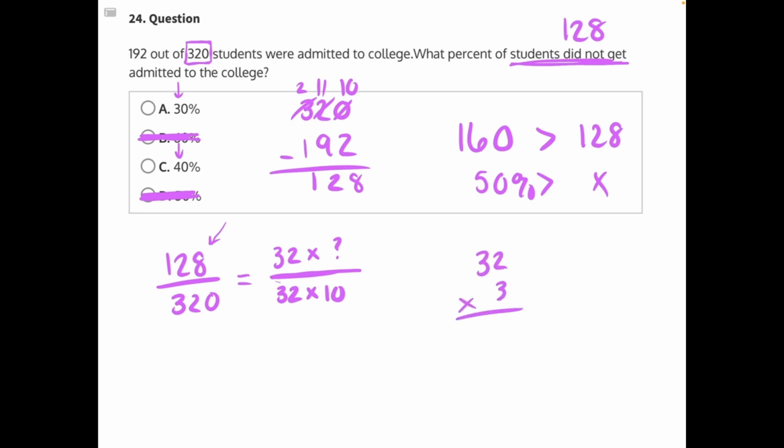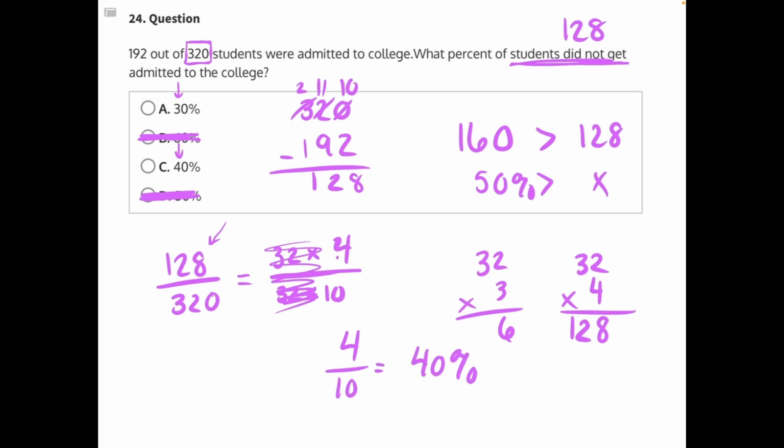3 times 2 is 6, so immediately I'm thinking, no, this may not be it. Let's try 4 instead. 32 times 4, 4 times 2 is 8, 4 times 3 is 12. That's perfect. So that is what we need. We need 32 times 4 on the top, 32 times 10 on the bottom, because that will let us cross out these 32's. And we are left with 4 out of 10, which is equal to 40%, making answer choice C our correct answer.